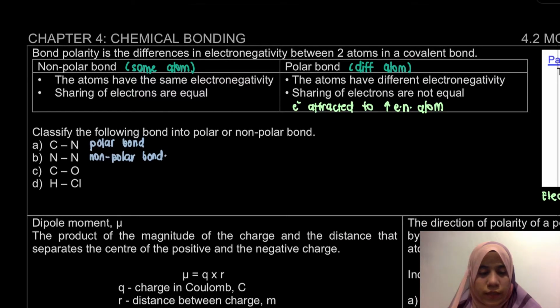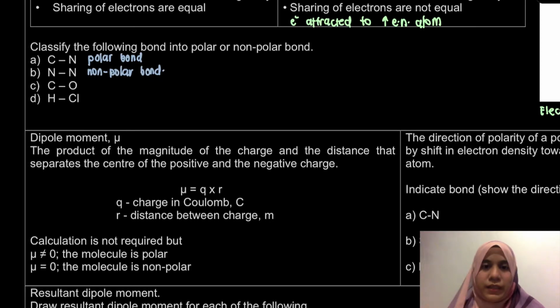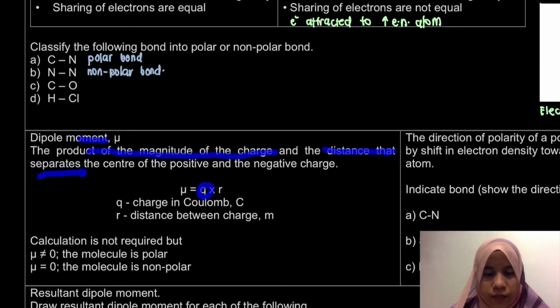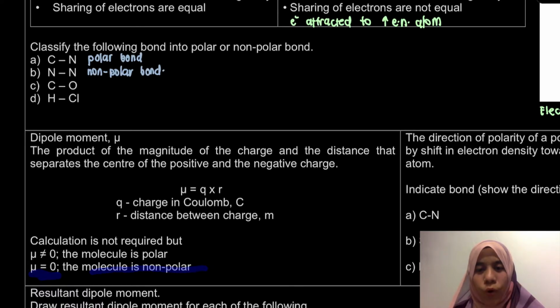Next, we are going to talk about dipole moment. We learned dipole moment earlier, but we do not have to do lots of calculation; I'm just going to explain it a bit. Dipole moment is the product of the magnitude of the charge, Q, and the distance that separates the center of the positive and negative charge, which is R. Calculation is not required, but you should know that when mu is not equal to 0, the molecule is polar. When mu is equal to 0, the molecule is non-polar.